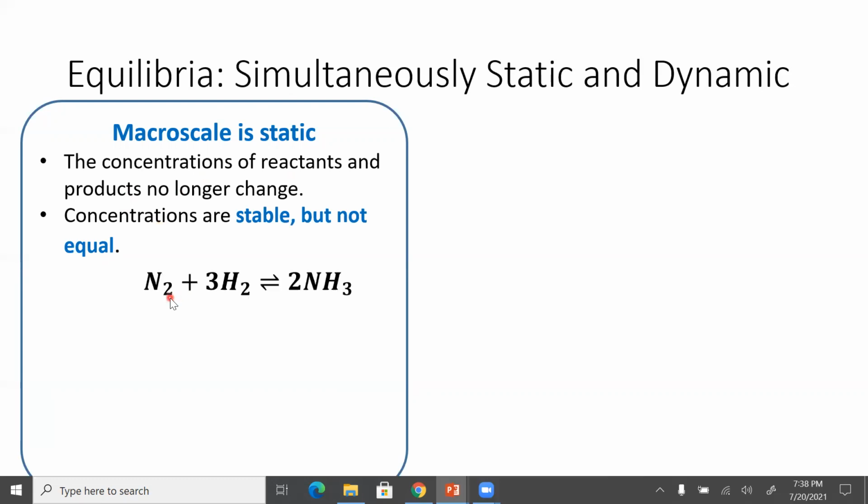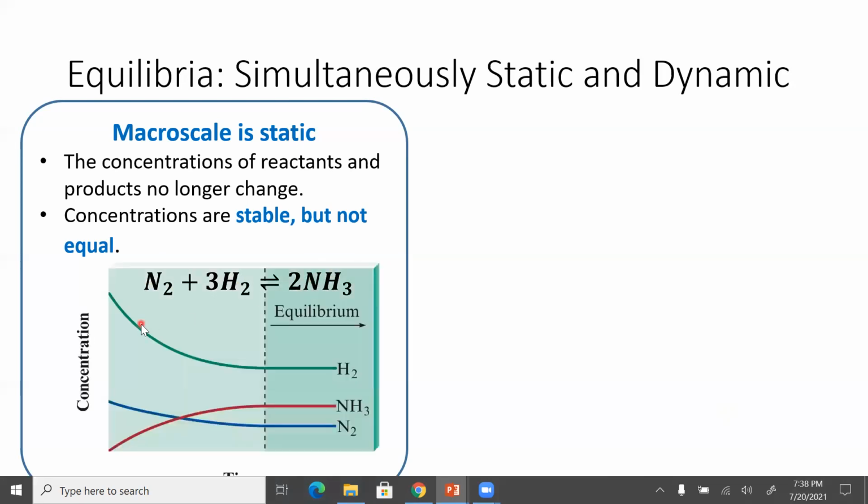So if we were to look at, let's say, nitrogen gas reacting with hydrogen gas to produce ammonia, at the beginning, the amount of nitrogen and hydrogen is going to go down as the reaction proceeds. The amount of ammonia is going to go up until we reach equilibrium, where the concentration of hydrogen will be a constant and the concentration of nitrogen will be a constant and the concentration of ammonia will be a constant. Now, this is a graph of concentrations. Since the concentrations aren't changing at the macroscopic scale, we would say that it's static.